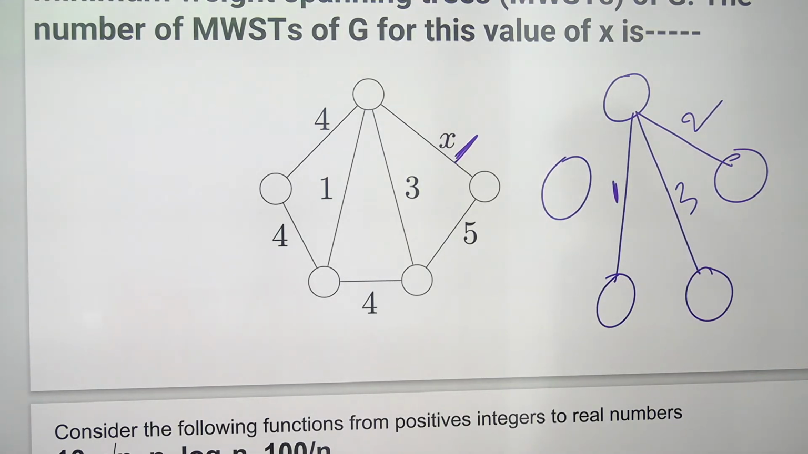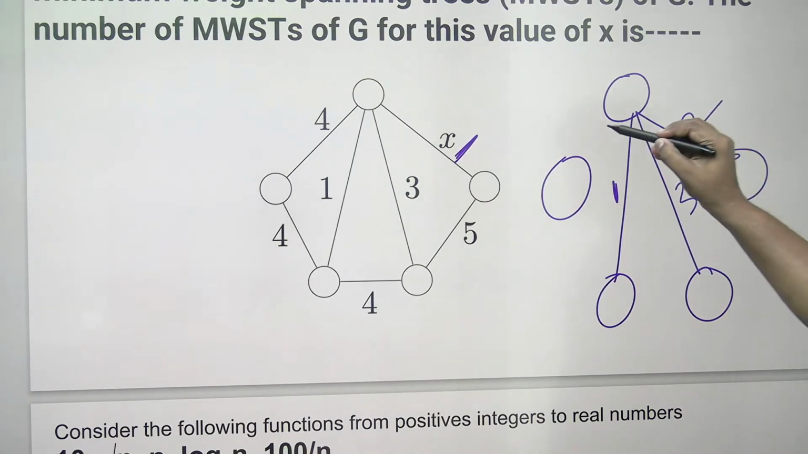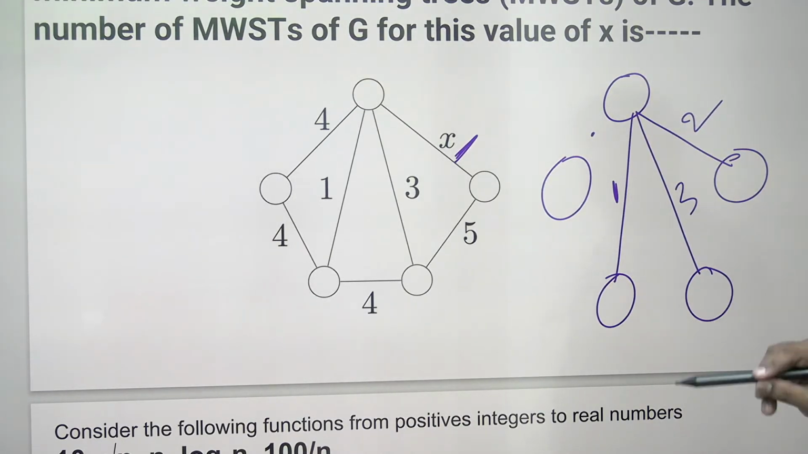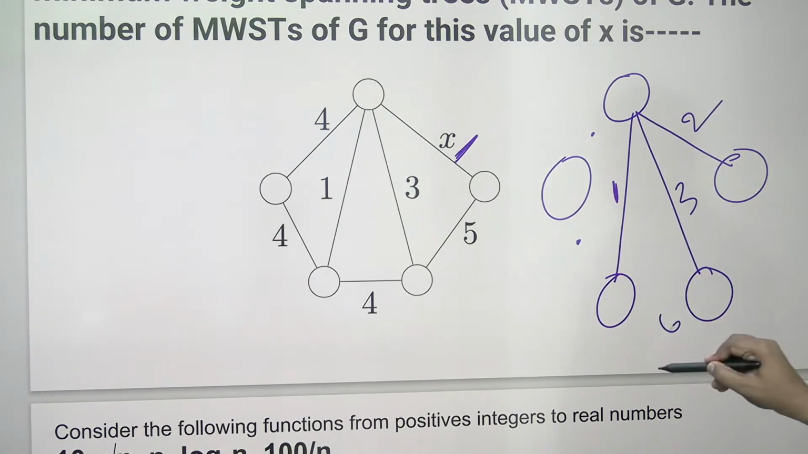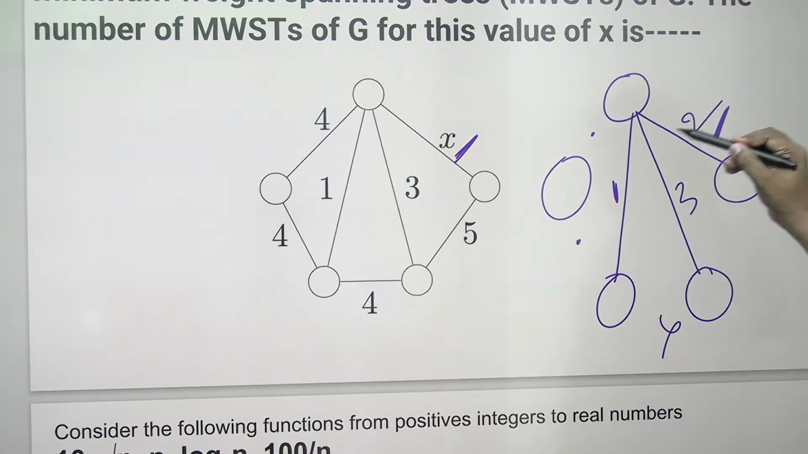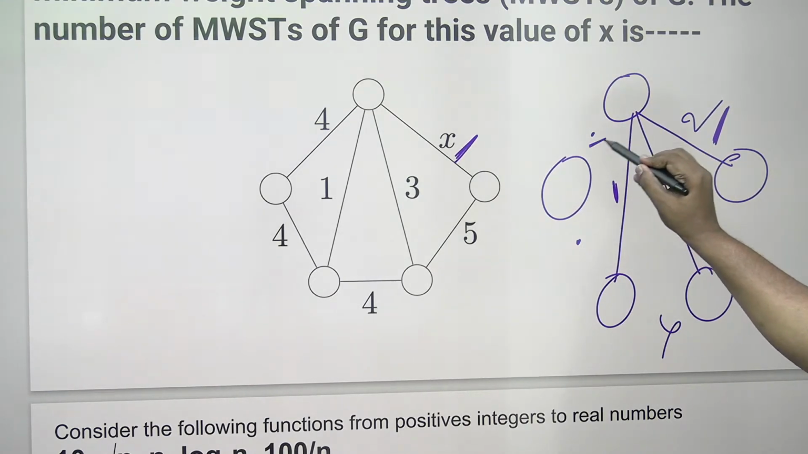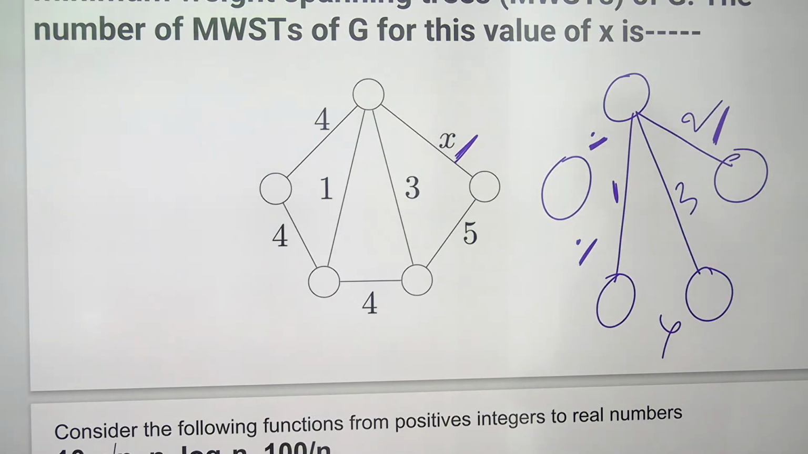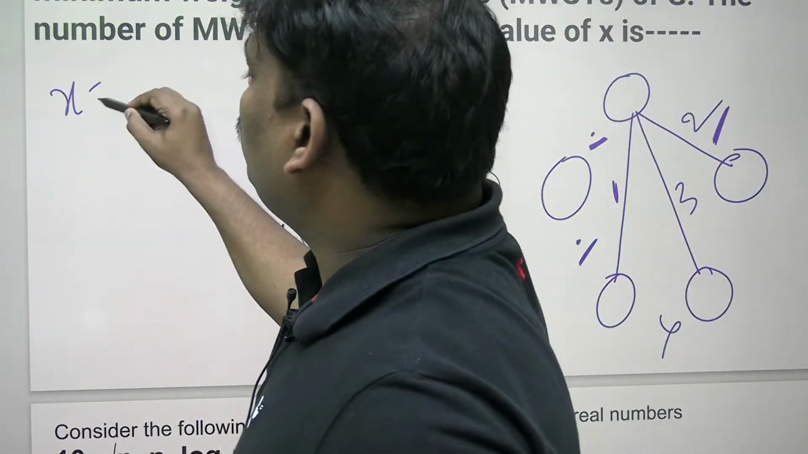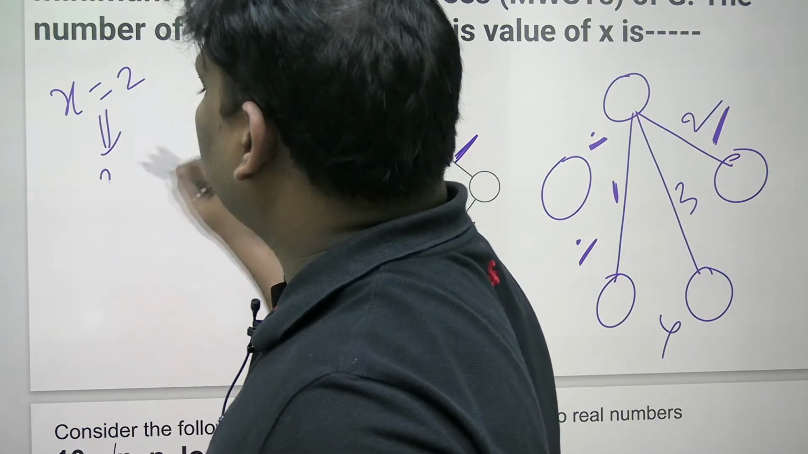So next minimum is 4. Can I take this 4? Yes. No, I think if I take x value 2, I will get only 2 MSTs. Either I can take this 4 or I can take this 4. So for x value 2, I will get 2 MSTs.